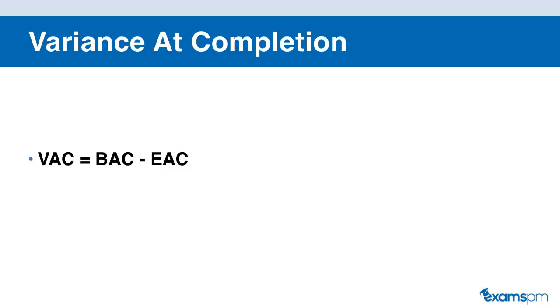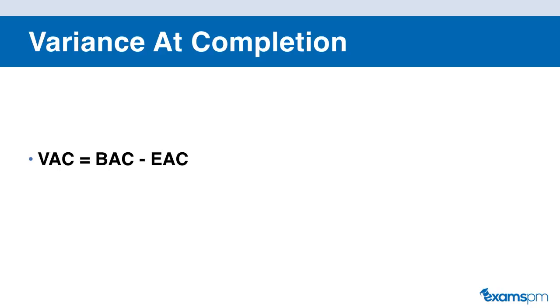And then the last formula that we will take a look at is our variance at completion. The way that we calculate our variance at completion is we use our BAC, or our budget at completion. So this is at the start of our project, how much we have estimated this project to cost, and we subtract that by our EAC, or estimate at completion.